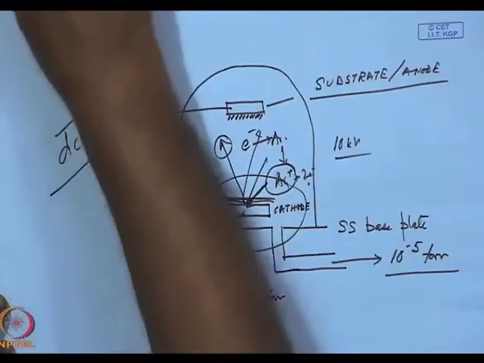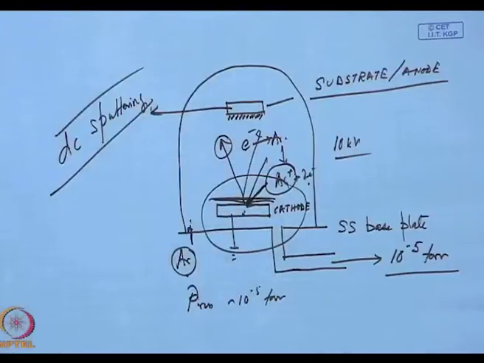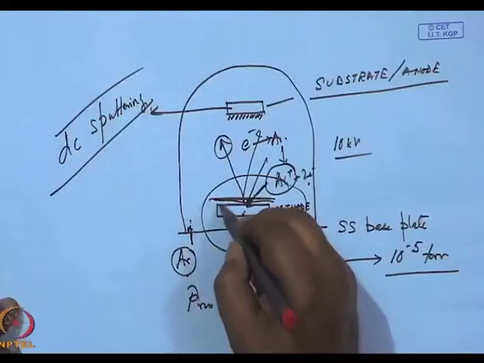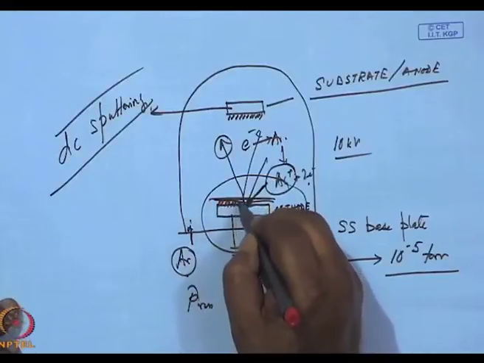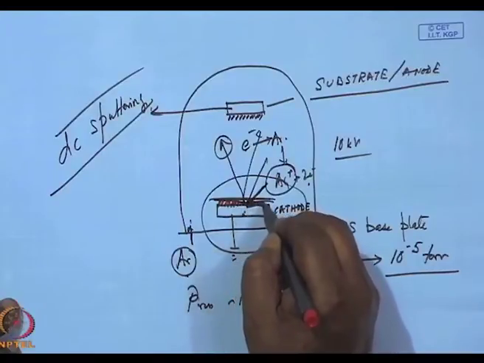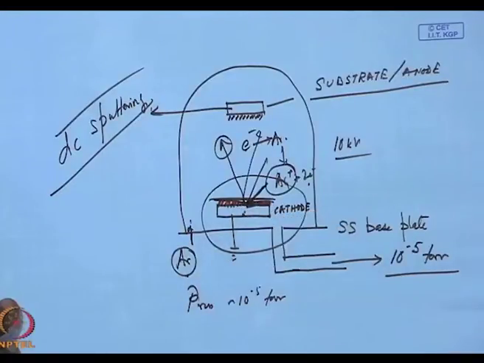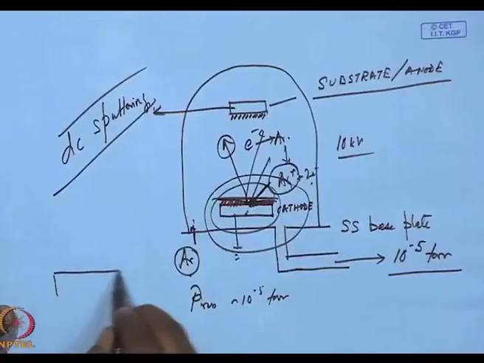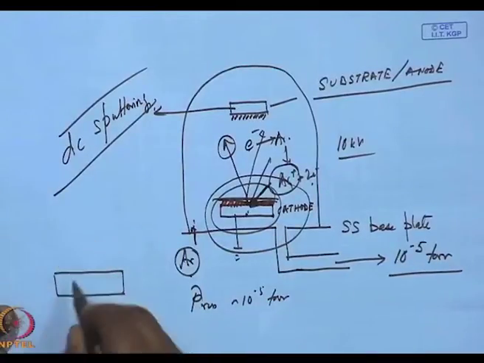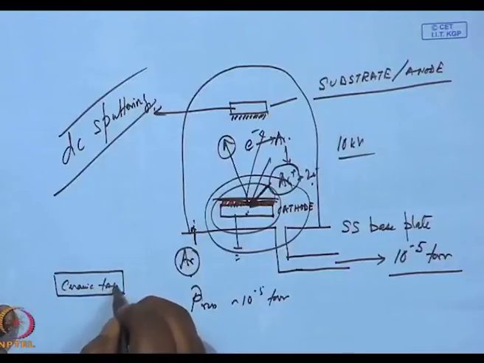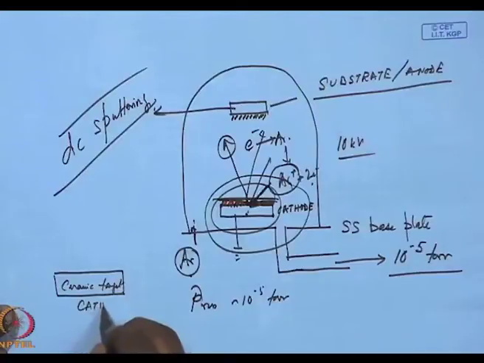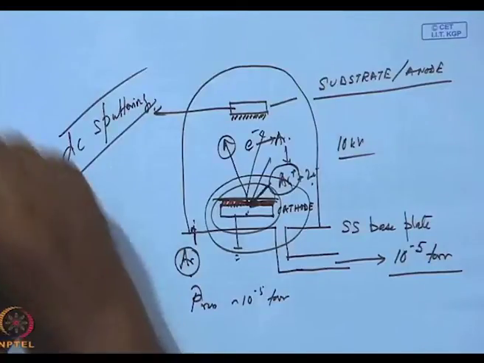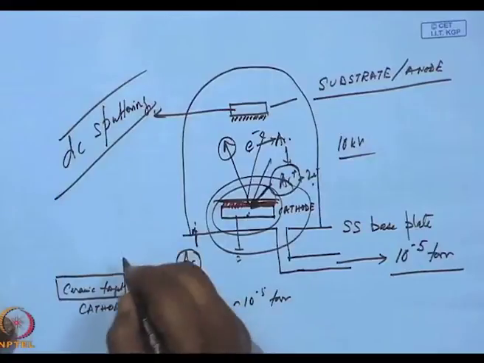So when I'm using ceramic substrates, one of the problems that occur is positive charge builds up right on the cathode. Oh, this has become too unclean. So here if I replace it, this will be cathode. If this is a ceramic target and the cathode, more and more argon ions come and strike.